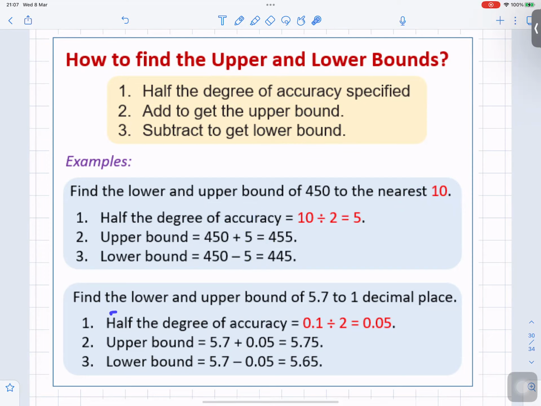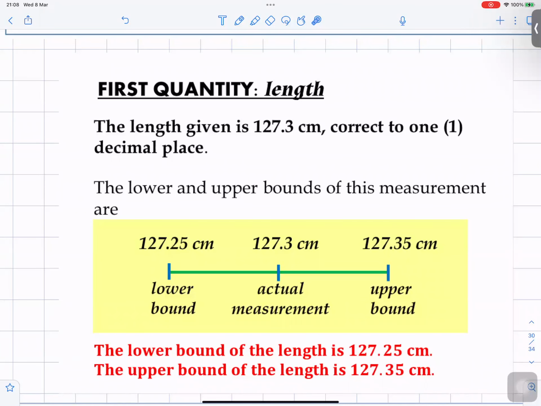For this one, find the lower and upper bound of 5.7 to 1 decimal place. 1 decimal place is 0.1. 0.1, you do half of it, is 0.05. So you add 0.05 to 5.7, and you subtract it from 5.7. That gives you the upper and the lower bound. That's how you do it. And this is another example for you to find lower bound and upper bound.